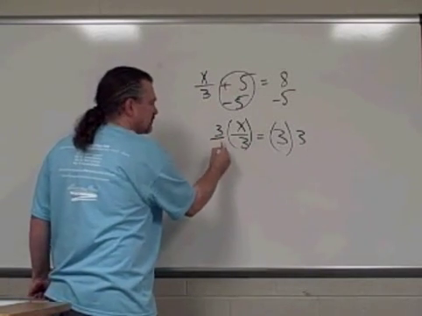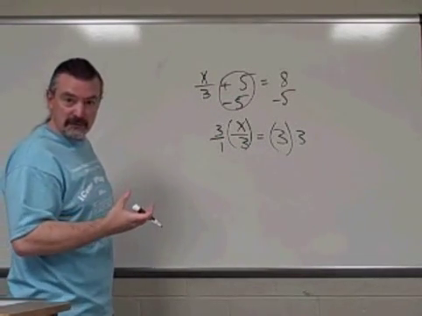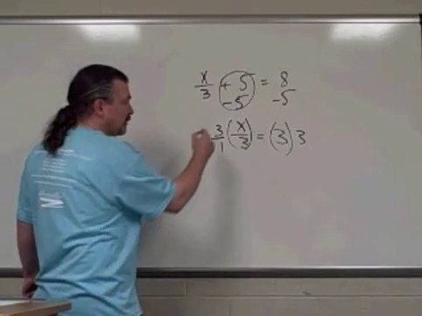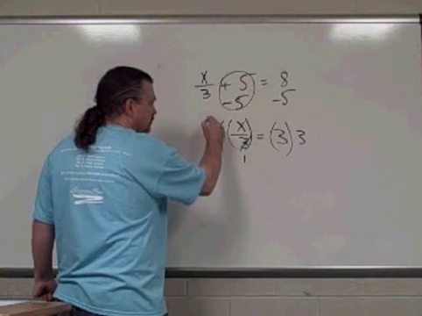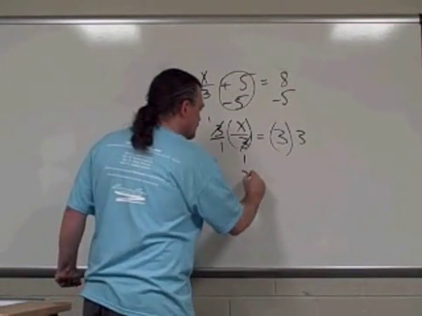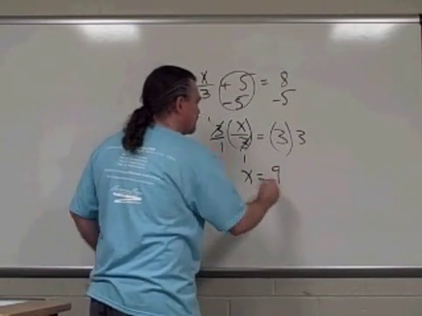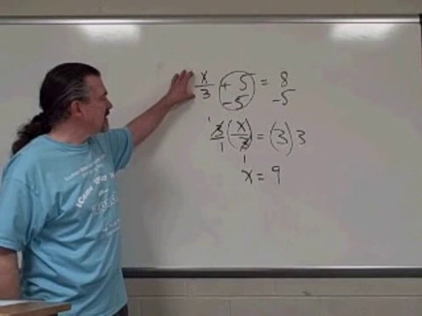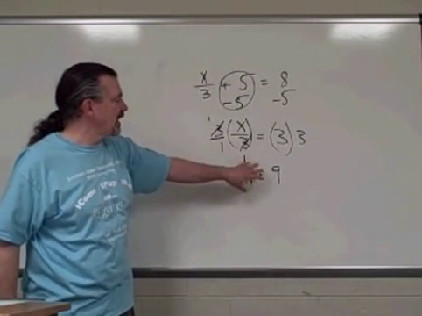Well, this is like having 3 over 1. Remember, when we multiply fractions, what we first try to do is reduce, and wouldn't those 3's reduce to 1, just leaving us 1 times x, which is x, and 3 times 3 is 9? So the value for x that makes this equation true is 9.